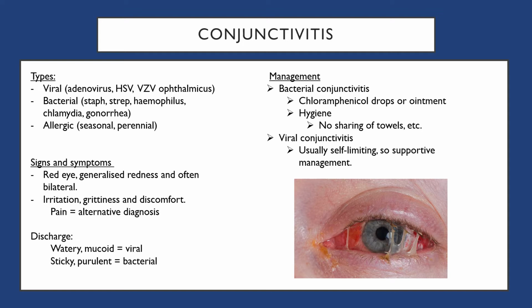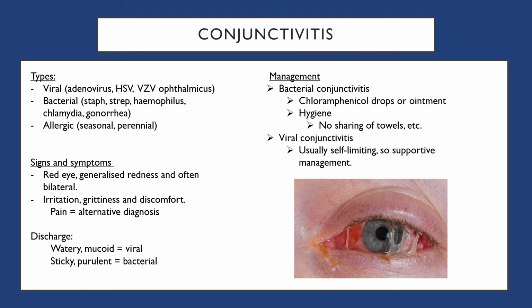This is because you can get conjunctivitis associated with STIs, and also with newborn babies if the mum has got an undiagnosed STI and has a vaginal birth. You might see a baby present with conjunctivitis, and it's important to rule out chlamydia and gonorrhea as a cause of this. You can also get allergic conjunctivitis, so this will present with symptoms similar to hay fever, and they might either have it seasonal or it might be perennial, so throughout the whole year.